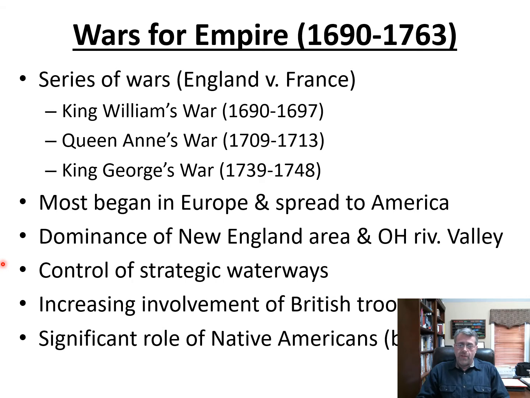Since we're focused primarily on the North American component of these wars, that's all we're really going to talk about, the issues that concern us. So when the fighting breaks out in North America, the big goal is dominance of the New England area, that northeastern part of North America, and the Ohio River Valley. These are the 2 big areas of focus. If you remember the map we just looked at, this is where the English frontier and the French frontier are closest together, in this New England area and the Ohio River Valley. These are the important targets. Almost all of the fighting in these wars for empire is going to take place in the New England area and in the Ohio River Valley.